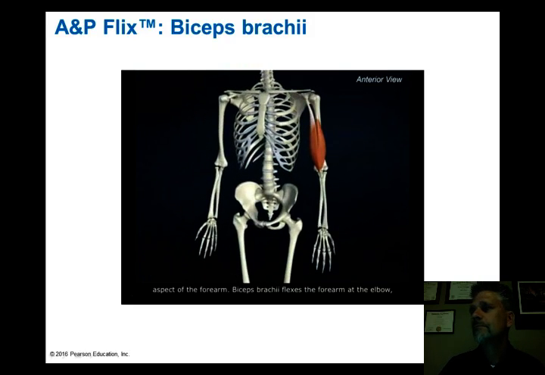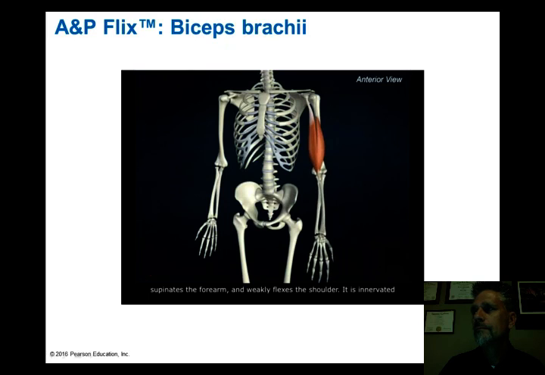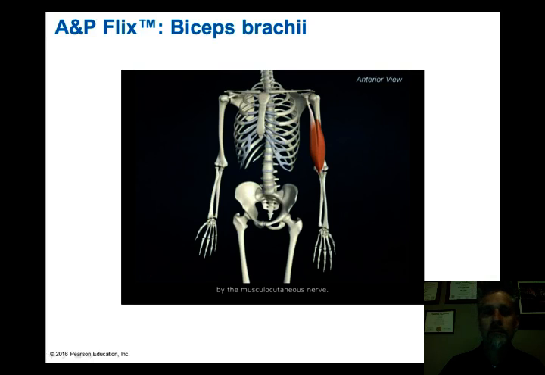Biceps brachii flexes the forearm at the elbow, supinates the forearm, and weakly flexes the shoulder. It is innervated by the musculocutaneous nerve.